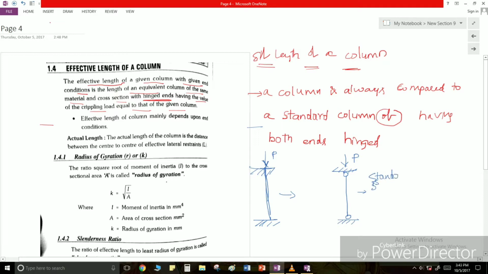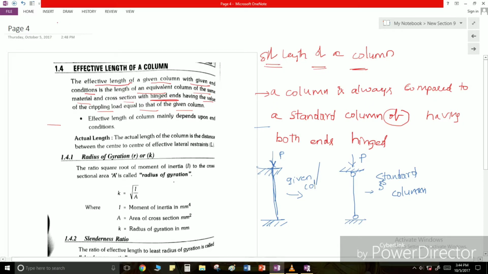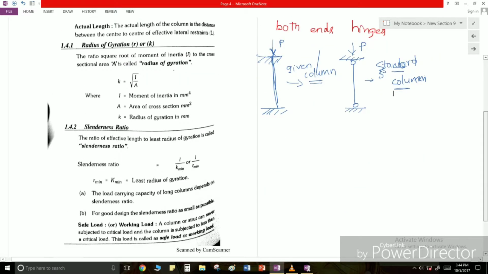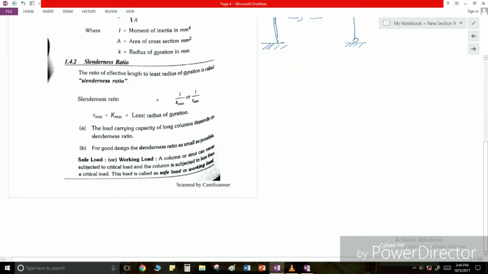Always, a given column is compared to a standard column. What is a standard column? A standard column is a column having both ends hinged. That is the reason why, very important, always, the effective length of a column having both ends hinged is always equal to L.